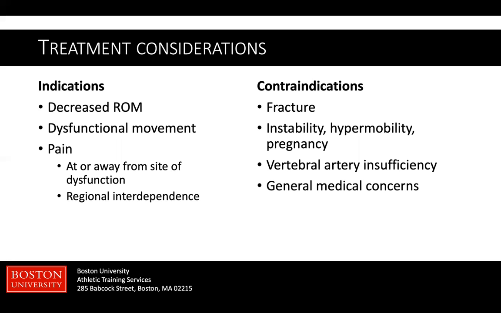Indications are a bit more obvious, obviously looking at restricted range of motion, dysfunctional movement patterns, and pain. And that can be local to the thoracic or rib region, but also considering regional interdependence here, looking at the shoulder, the neck, the rib if we're at the thoracic spine, or down the chain, are going to be big considerations in this region of the body specifically.